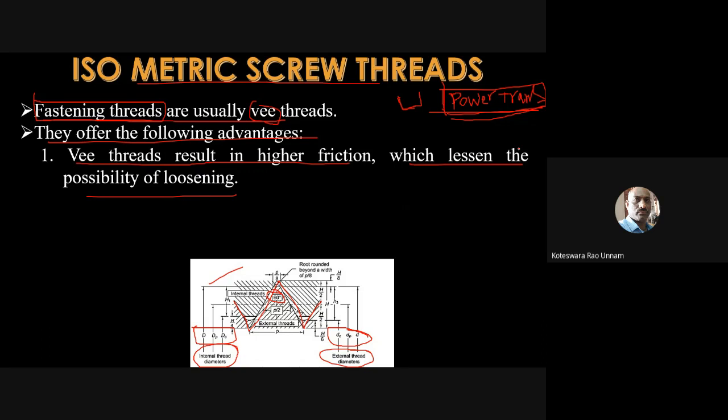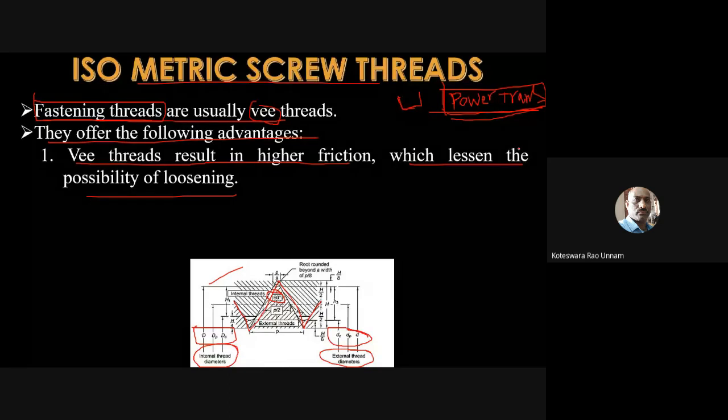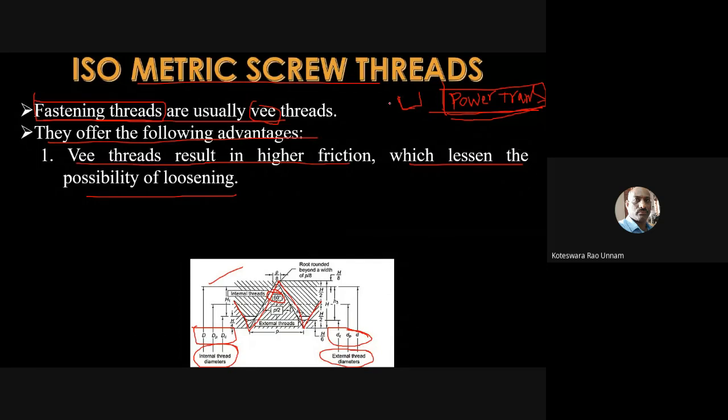Especially in power transmission, you require self-locking threads. Whereas in case of screw fastening, we don't bother about whether it is self-locking or not. So only in case of power transmission, we'll take the advantage of whether the thread is a self-locking one or not. Here we are not bothered about that point. So V threads result in higher friction, which lessens the possibility of loosening.